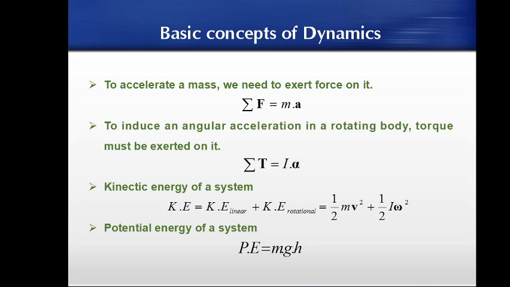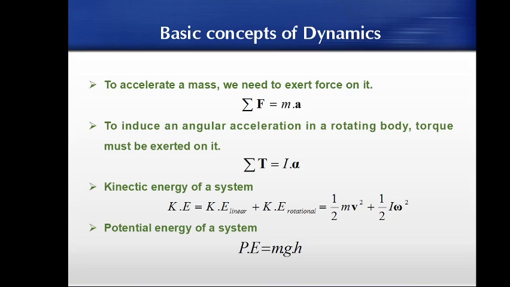Similarly, if you take a rotating body, irrespective of the mass, it's the angular acceleration which leads to the rotation of the rigid body. There may be different torque components which affect the angular acceleration induced. So we can say the summation of all the torques acting on the rotating body is equal to the product of moment of inertia multiplied by the angular acceleration.